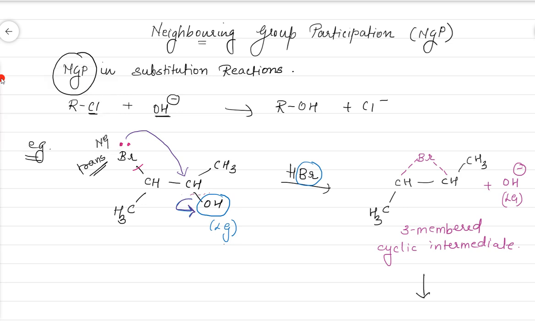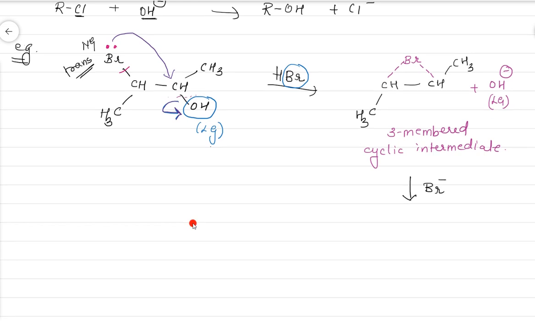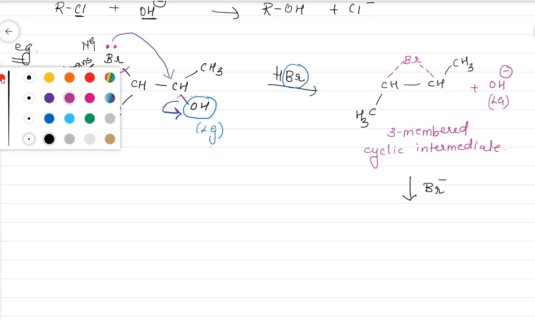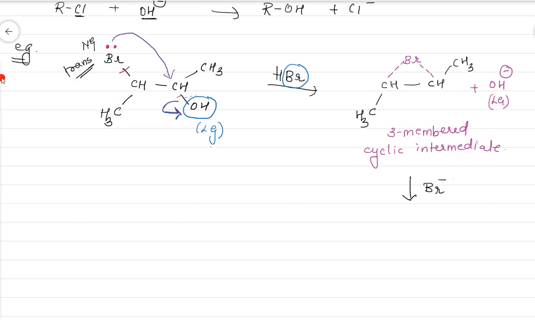Next step is attack of the nucleophile. What is our nucleophile over here? Br minus is our nucleophile. So in the next step, Br minus is going to attack. Now, where can the attack take place? There are two possibilities where the attack can take place. Now we are going to study more detail about the mechanism because there are two types of NGP. Right now I will just tell you what exactly the product will be.